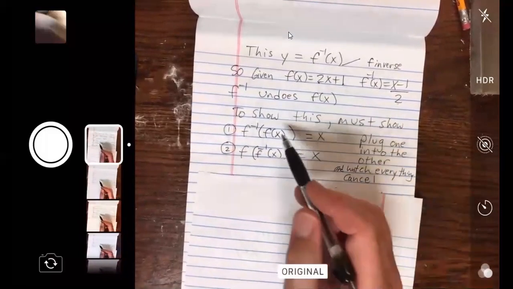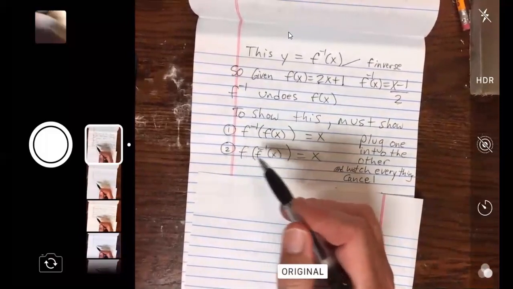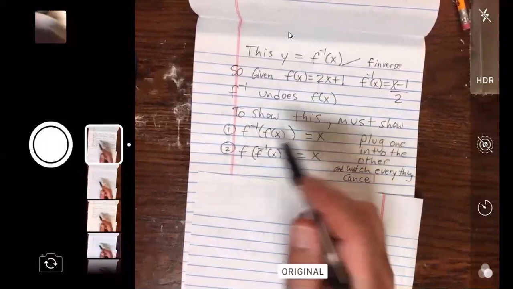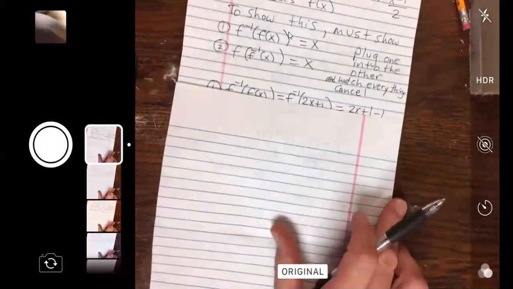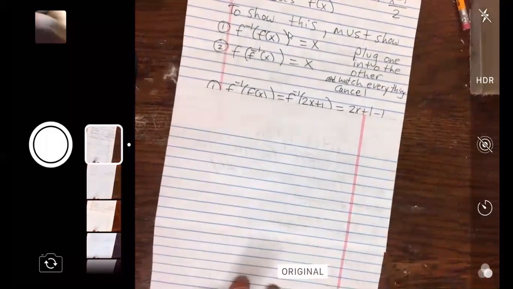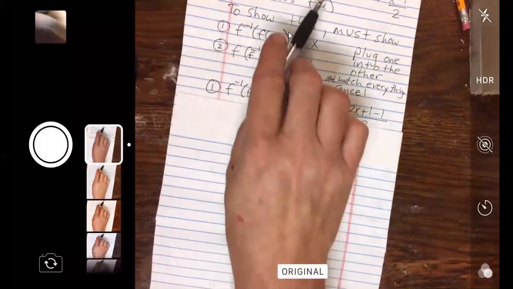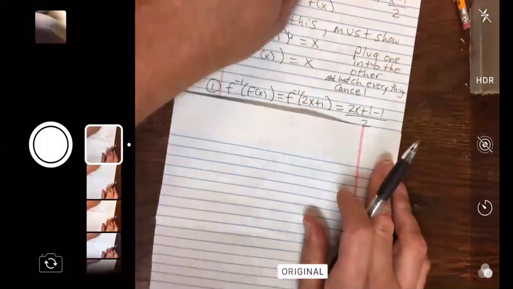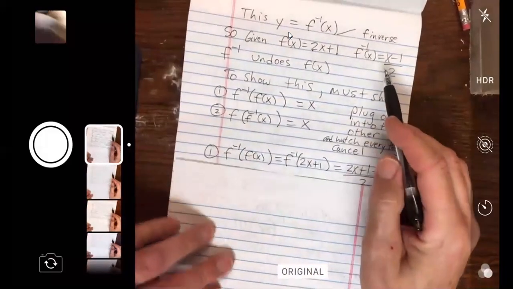In plain English, you plug one into the other, watch everything cancel. You got to be able to plug the original f into the f inverse, and the f inverse you found into the f, in both directions. I'll just go ahead and use this example because I'll have you do this in the homework. So for this one, here's the f on the screen here. Here's the f inverse.